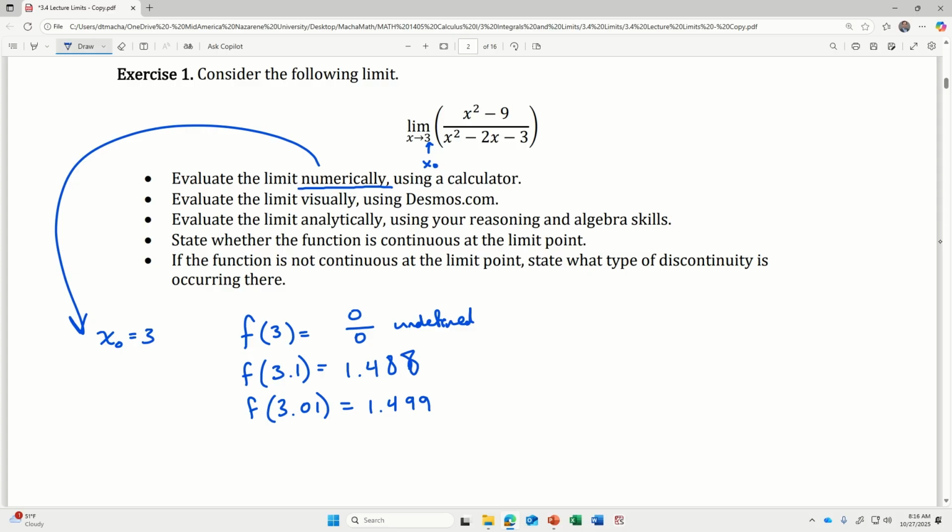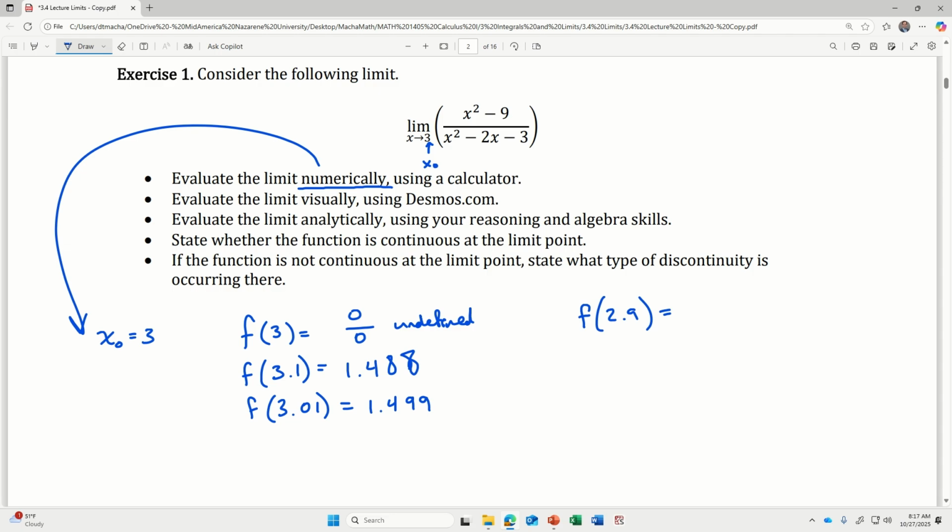And then maybe I try 2.9. So 2.99 squared minus 9 in parentheses divided by open parentheses, 2.9 squared minus 2 times 2.9 minus 3. Oh, I didn't do that right. Okay, gotta try that again.